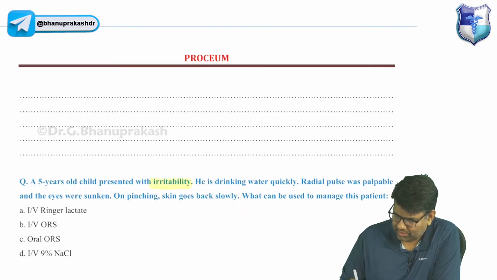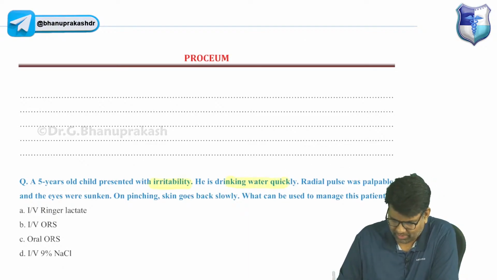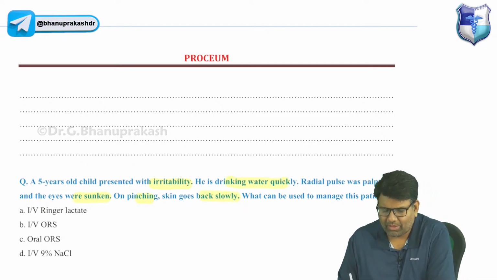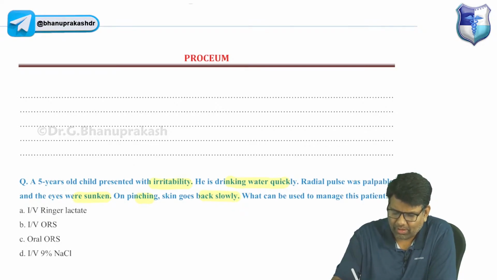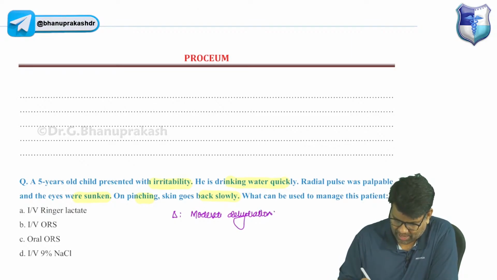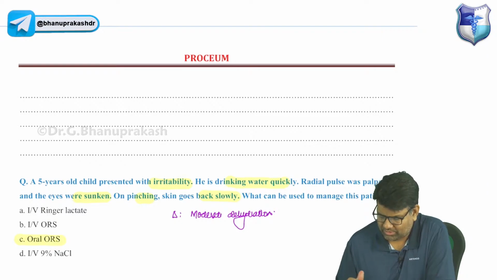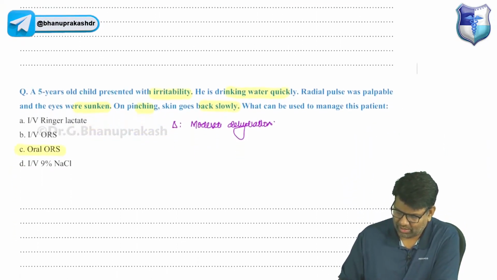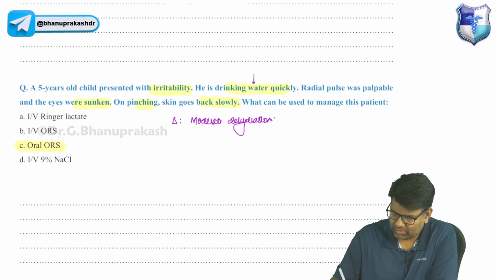If a child is irritable but is drinking water quickly, eyes are sunken, and on skin pinching it goes back slowly. What can we do? Yes, and what is the diagnosis here? It is moderate dehydration. Okay. For moderate dehydration, we have to give oral ORS. Moderate dehydration. Child is accepting water, or you can say very eager to drink. Eager to drink.